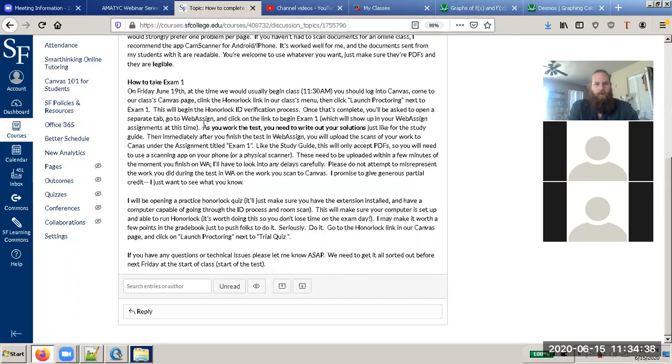And then the exam itself is going to be in WebAssign. So when you go in there and click Launch Proctoring for the exam, you'll be redirected to WebAssign after a while. You'll solve the questions there, and as you solve them, you're going to write down your solutions, just like you did for the study guide, scan them, and upload them to Canvas. Scan and upload after you finish the test in WebAssign. So go through the test, writing down your solutions, submit the test in WebAssign, then take out your phone, scan your solutions, upload to Canvas. It's that simple. You must upload a solution for every single problem.